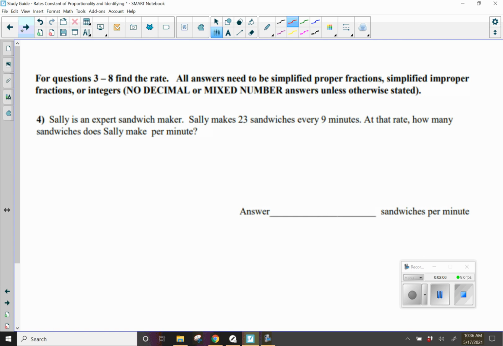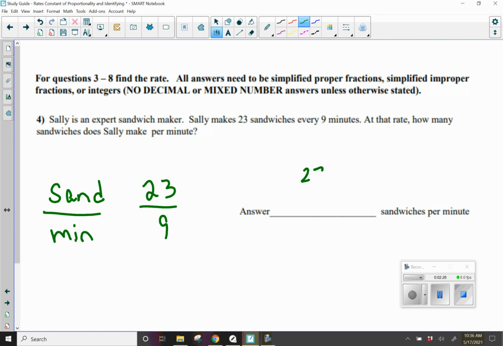Number 4, Sally is an expert sandwich maker. Sally makes 23 sandwiches every 9 minutes. At that rate, how many sandwiches does Sally make per minute? So our keywords, we're trying to find how many sandwiches. I'm going to abbreviate that. Per minute. And we have 23 sandwiches per 9 minutes. I cannot simplify that. So your final answer is going to be 23/9 sandwiches per minute.